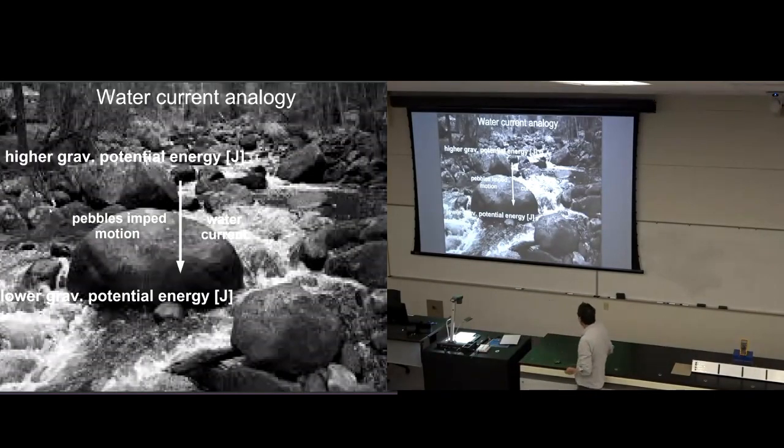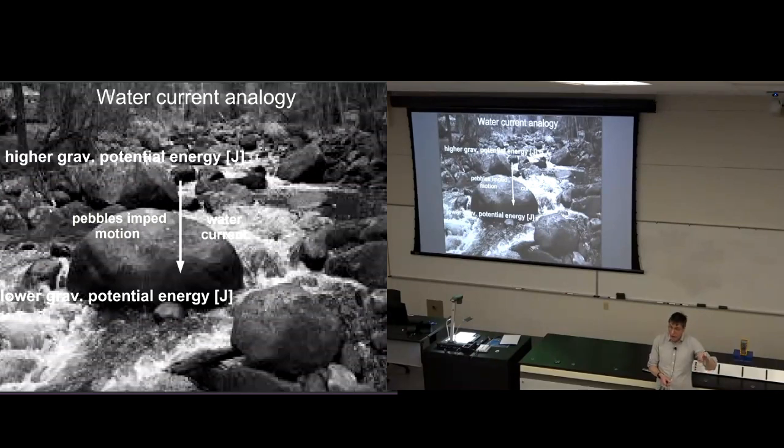Here's, because I stole this, there's not enough pixels, but this is meant to be an analogy to the electrons moving through a copper wire. Remember, the electrons are moving through the copper wire, but their motion is being impeded by the ions in the wire. They're bumping into the ions. That was the picture I showed. Water coming down a stream, a mountain stream. That water is impeded by the pebbles and the rocks in the stream.